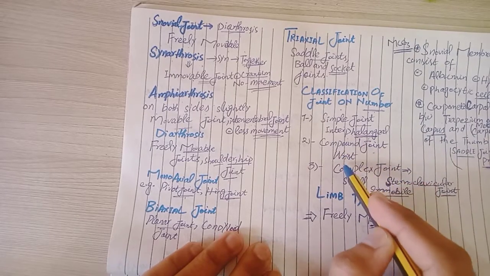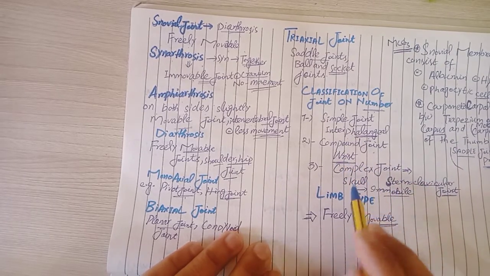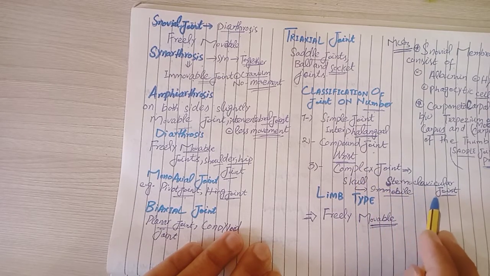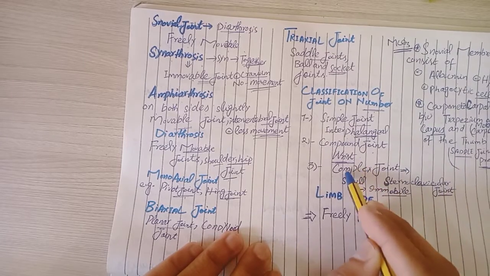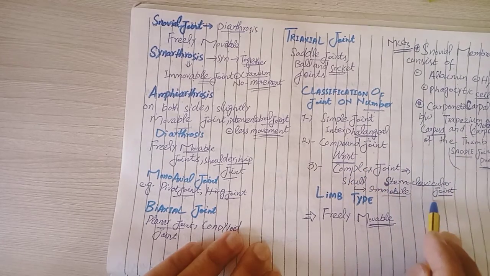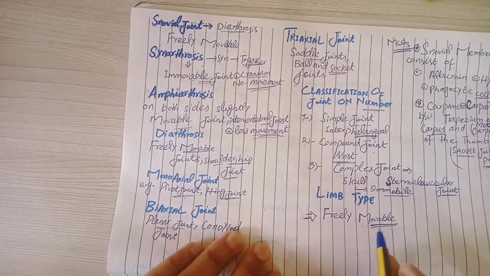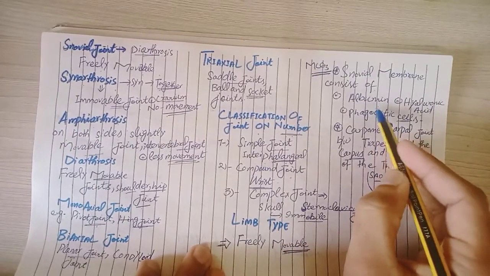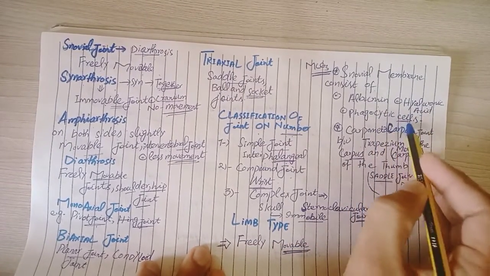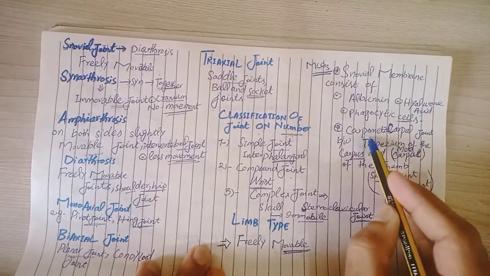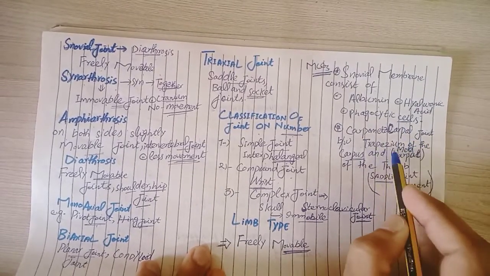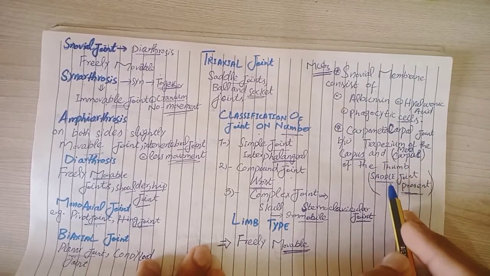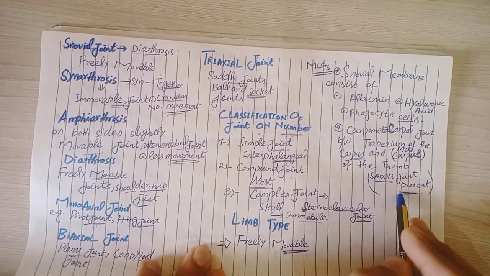Compound joint present in wrist. Complex joint present in sternoclavicular joint. Limb type of joints are freely movable joints. Synovial membrane consists of albumin, hyaluronic acid and phagocytic cells. Carpometacarpal joint between trapezium of the carpus and metacarpal of the thumb, also named saddle joint.